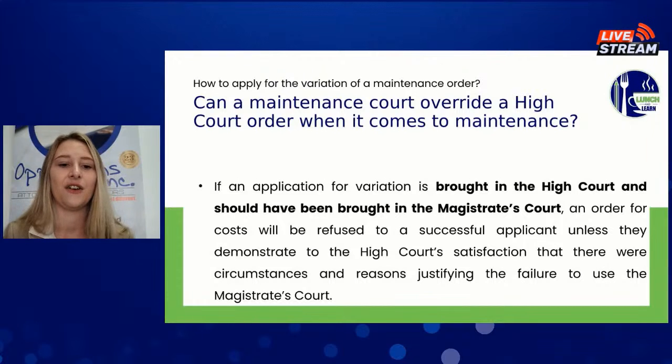Okay. So if an application for variation is brought in the High Court and it should have been brought in the Magistrates Court, an order for costs will be refused to a successful applicant unless they demonstrate to the High Court's satisfaction that there were circumstances and reasons justifying the failure to use the Magistrates Court. So just simplified, what this means is that if you brought the application in the High Court, but it actually should have been brought in the Magistrates Court, there will be no cost order granted to the successful applicant.